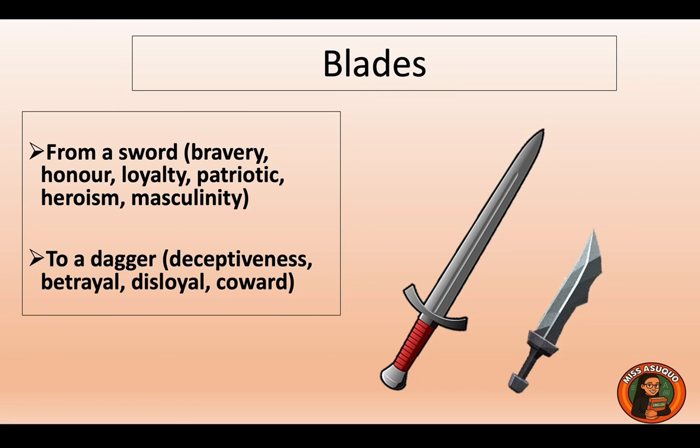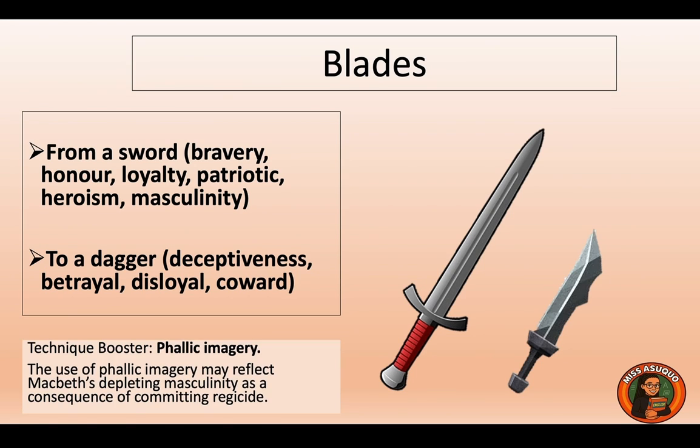Think about the size difference from a sword to a dagger and how much easier it is for a dagger to be hidden and concealed. So a technique booster here is that the use of blades is also the use of phallic imagery. So this phallic imagery here of describing the blades from a sword to a dagger may also reflect Macbeth's depleting masculinity as a consequence of committing regicide. The more disloyal he becomes, the more his masculinity decreases. That's a nice thing that you can add in your exams.